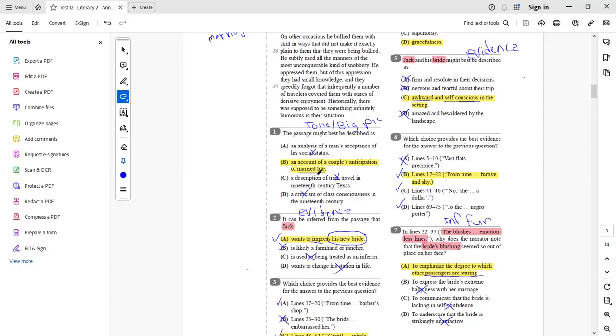A description of train travel in 19th century Texas? In the first paragraph, he is describing the Pullman and describing how he started looking at the city.